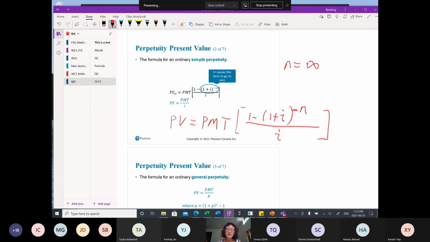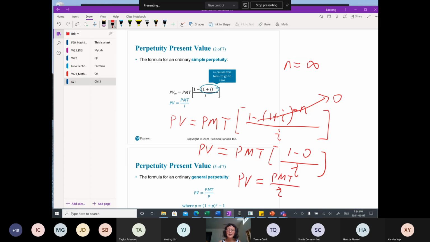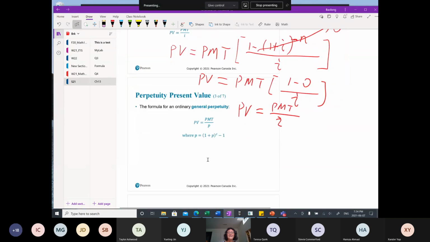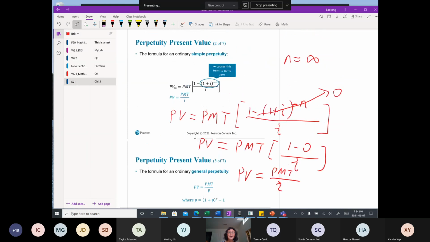When n is a very big number, mathematically, this item goes to 0. So you just have PV equal to PMT times 1 minus 0, over I. So PV, the present value, is just payment over interest I. Okay, that is the situation for simple perpetuity.